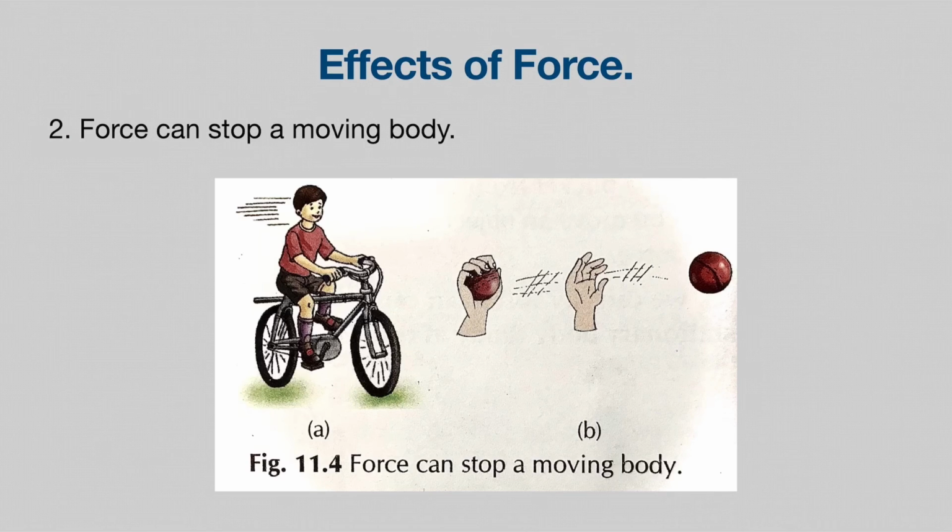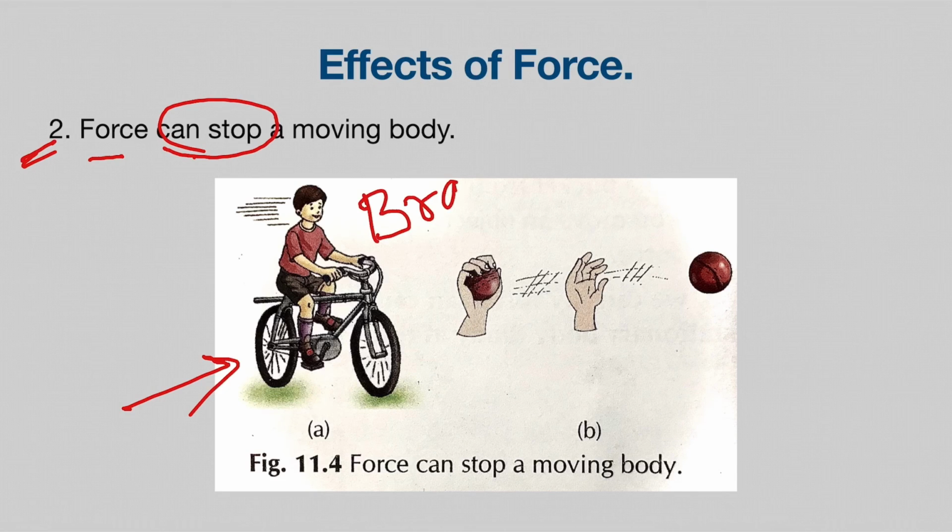Next we have the second effect: force can stop a moving body. For example, again this boy you look, he is riding a bicycle. This bicycle is moving, but this boy can stop the motion of this bicycle at any moment by applying brakes, right? And the same with this catching of a ball. This is suppose a cricket ball, right?